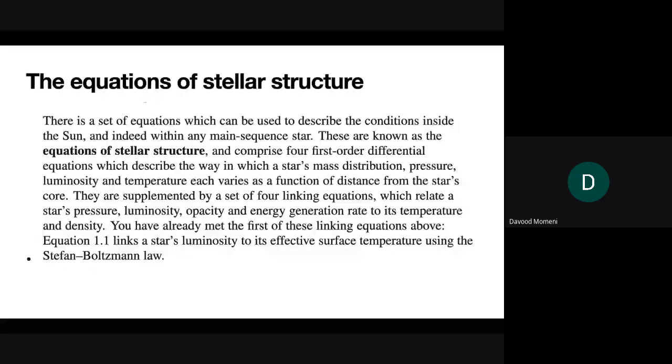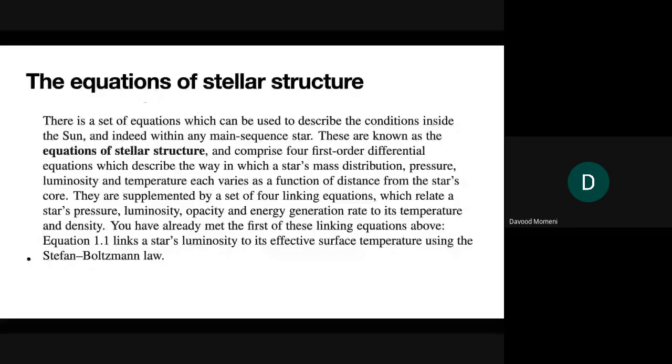So one of the equations, as I told you, will give you the gradient of pressure. One of the equations is nothing but the definition of mass using the density. The third equation gives you the gradient of temperature. It will tell you that if you move from one point to another, how the temperature will change. By temperature, we remember it was the effective temperature, found by the Stefan-Boltzmann law. And the other equation will give you the change in luminosity.